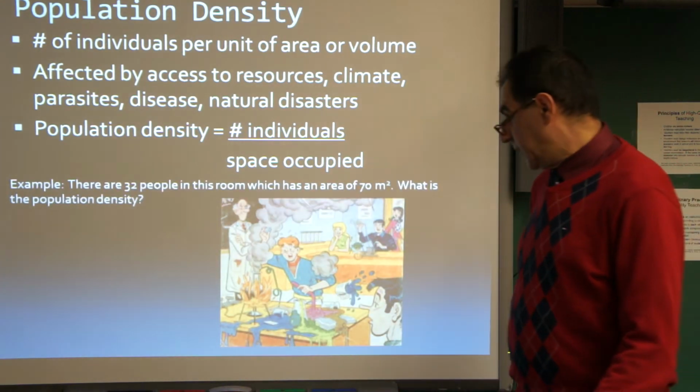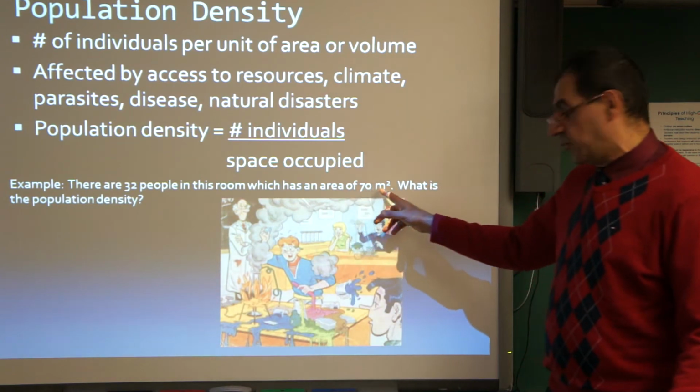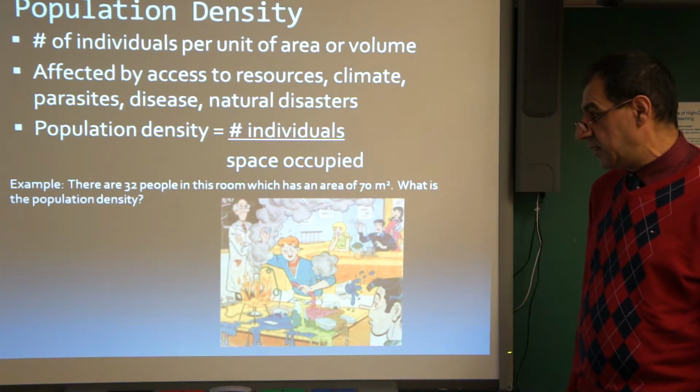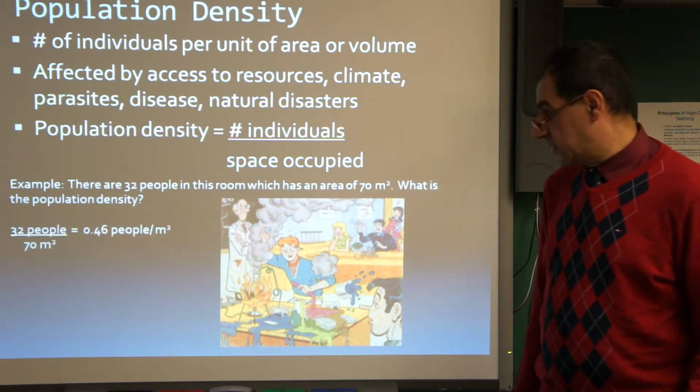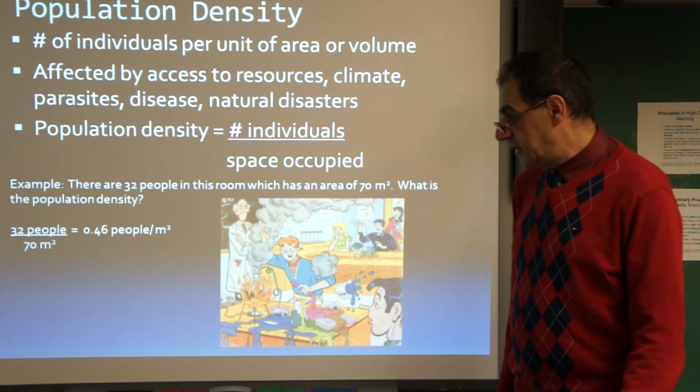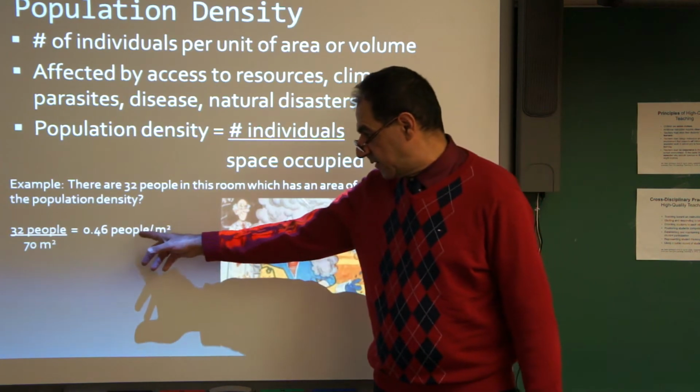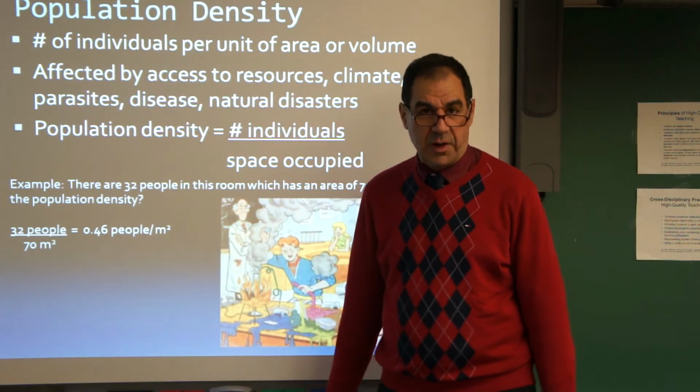For example, if there are 32 people in a room with an area of 70 meters squared, what would be the population density? The density would be 32 over 70 equals 0.46 people per meter squared. Don't forget the units.